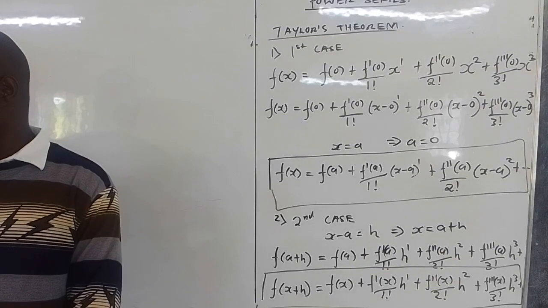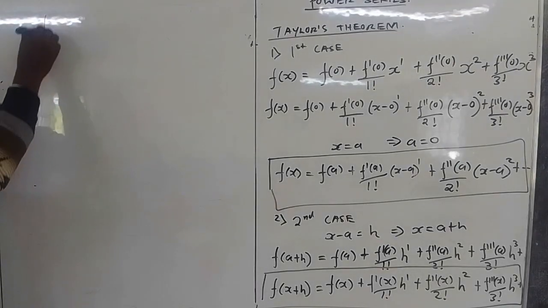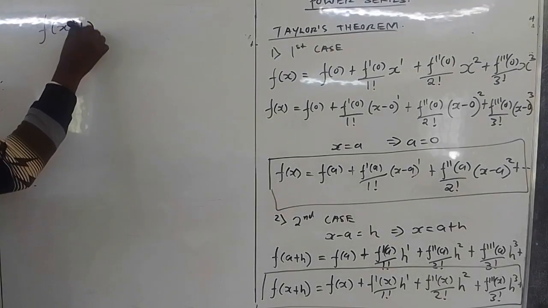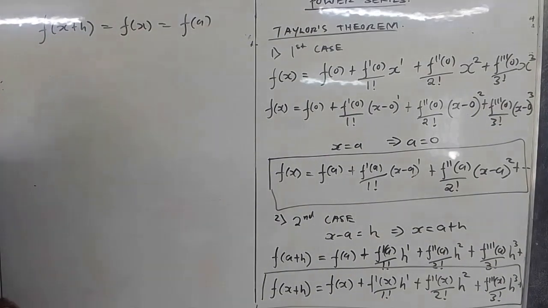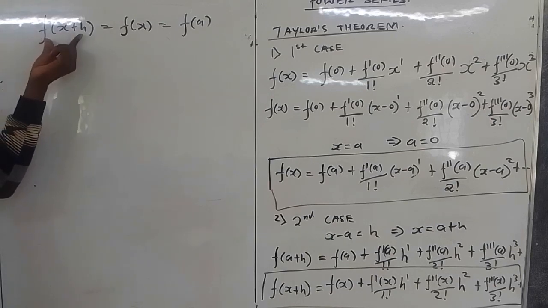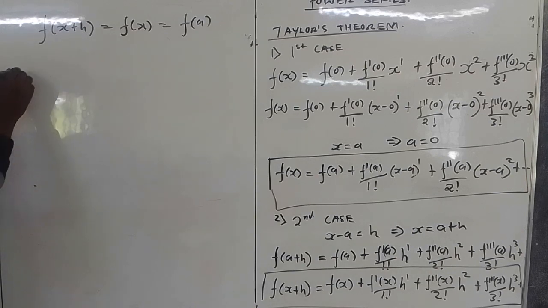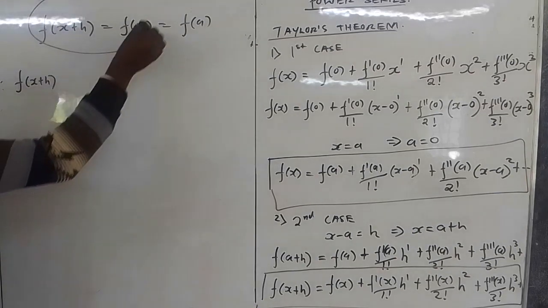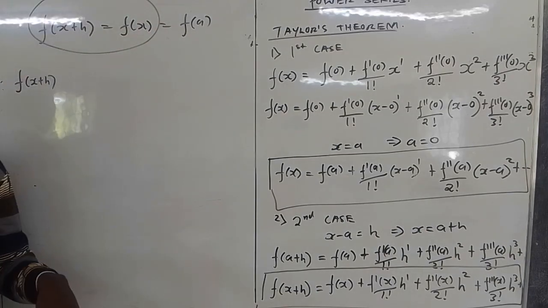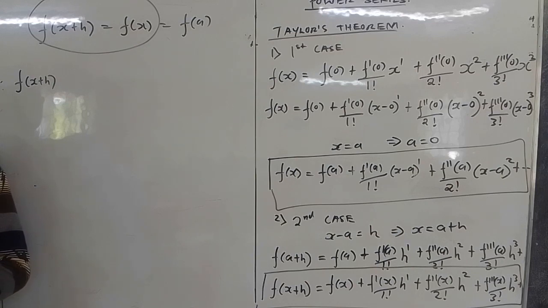Are we together? The Taylor series you can master like this. When you start with the function f of x plus h, you go to f of x, to f of a. This is a means of mastering this series. So if you want to expand f of x plus h, meaning you take this side, anytime you are expanding a function f of x plus h, you start from f of x.